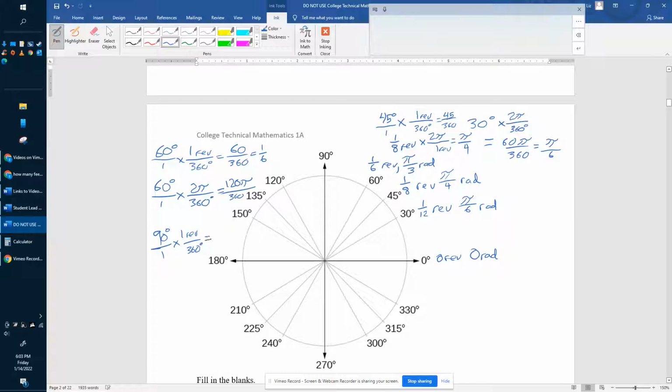360 degrees on the bottom. We get 90 over 360, which is 1/4. So it's 1/4 of a revolution. We were right. How about converting it into radians? 2 pi radians over 360 degrees. We get 180 pi over 360. That reduces down to pi over 2.